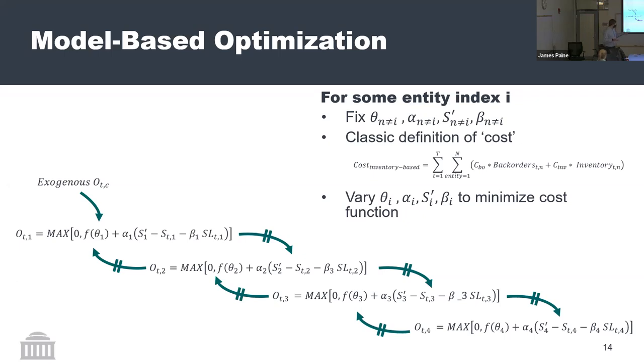is you take these series of decisions, you fix some entity i in the space, whether it is the retailer, the wholesaler, distributor, or the factory. You leave the other three free to make decisions based upon that original ordering rule and ordering heuristic. And then for the one that you fix, you vary the values of theta, alpha, S prime, and beta within feasible bounds to minimize the overarching cost experienced by the team. So this is a straightforward cost minimization based upon a deterministic model of people making ordering decisions within a space.